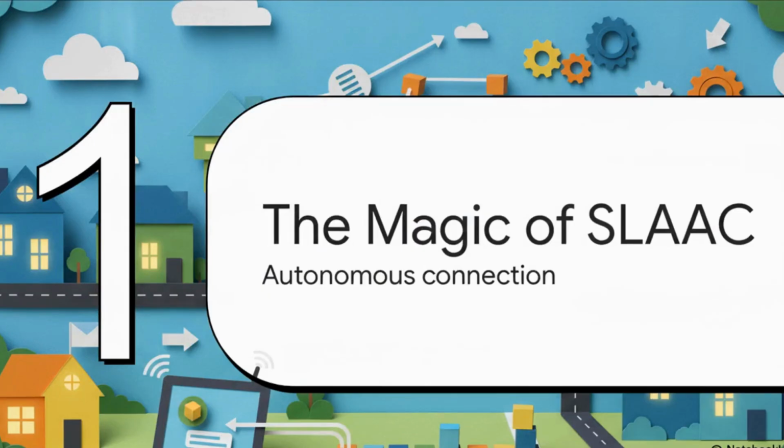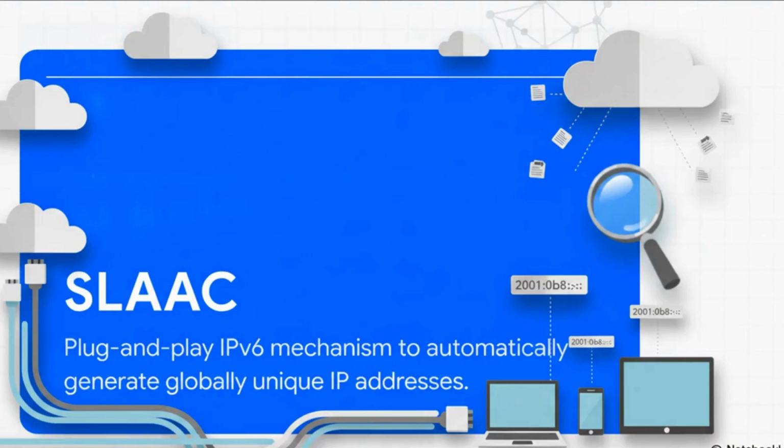Section 1. The magic of SLAAC. SLAAC stands for Stateless Address Auto Configuration. It's essentially this incredible plug-and-play IPv6 mechanism that empowers devices to automatically generate their very own, globally unique, and fully routable IP addresses. And the absolute magic word here is stateless. This means it accomplishes all of this without ever needing a stateful DHCP server to track and log every single assignment. It is pure, efficient autonomy at its finest.